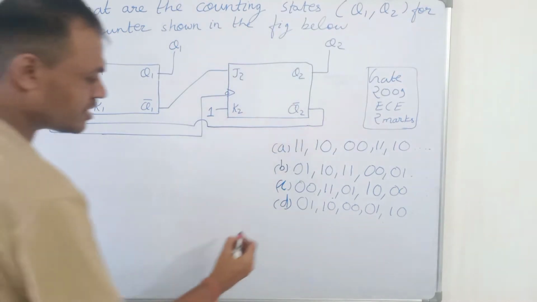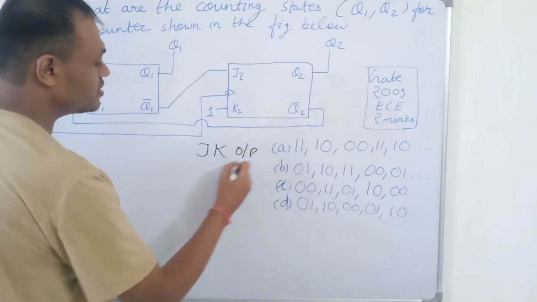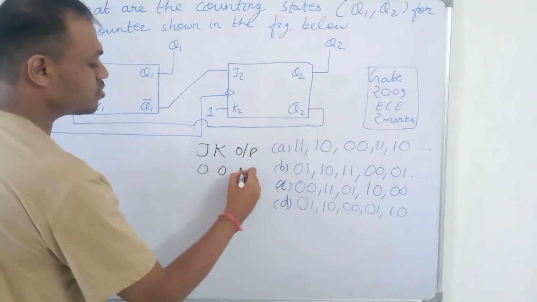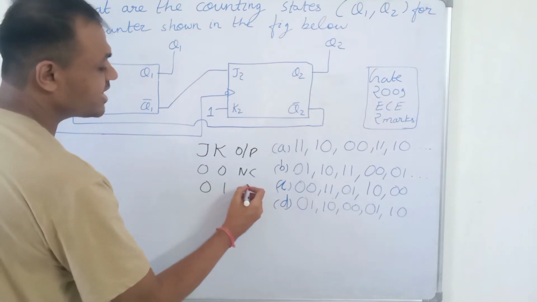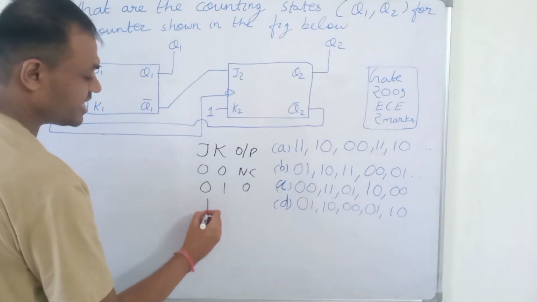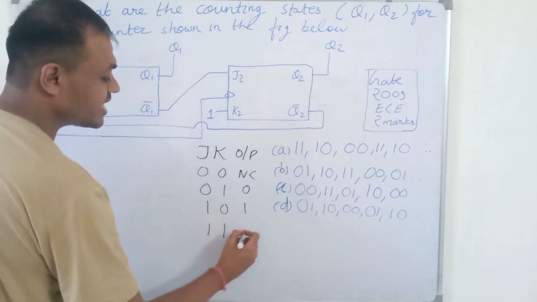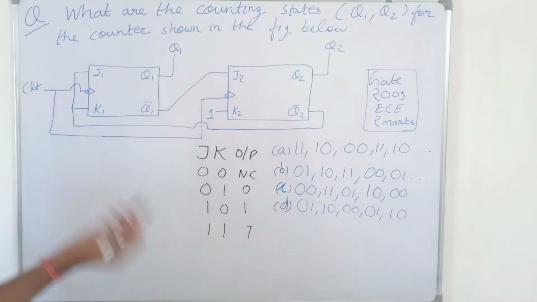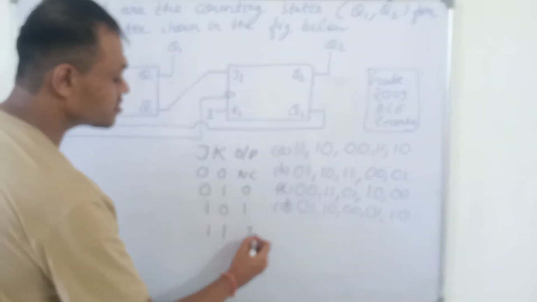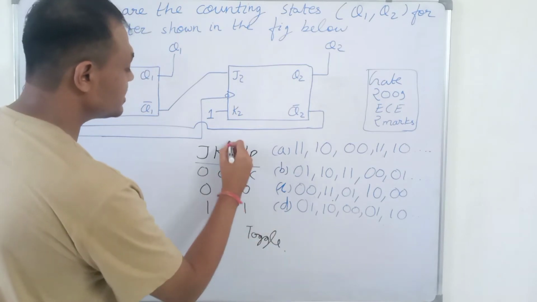Now first we should know the table of JK flip-flop and output. If both J and K are 0 then output has no change. If J is 0, K is 1 then output is 0. If J is 1, K is 0 then output is 1, and if J is 1 and K is 1 then output is toggle. Means if previous output was 0 the next output will be 1, and if previous output was 1 the next output will be 0. So this is the meaning of toggle. So this is the JK flip-flop.